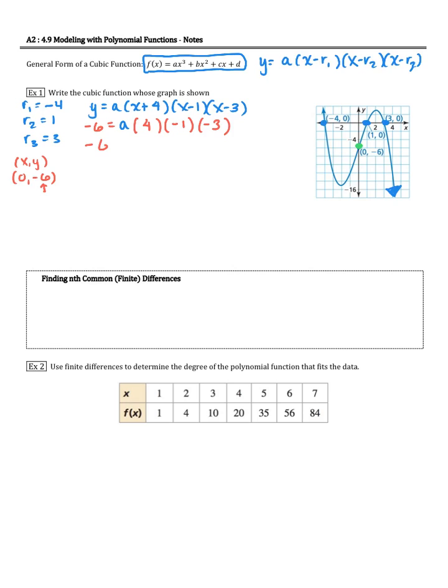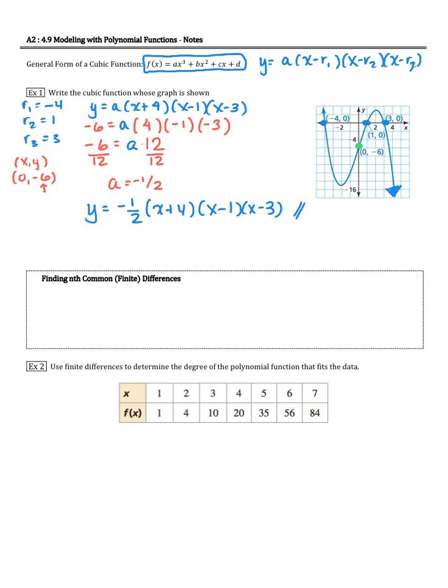This is going to give us the equation negative 6 equals a times... So what do we have here? We have a negative times a negative, so everything's going to be positive 12. If we divide both sides by 12, we get that a is going to be negative 1/2. Then we put everything back together. So y equals negative 1/2 times the factors. Notice we expected that lead coefficient to be negative, and here are our roots. That would be your final answer.